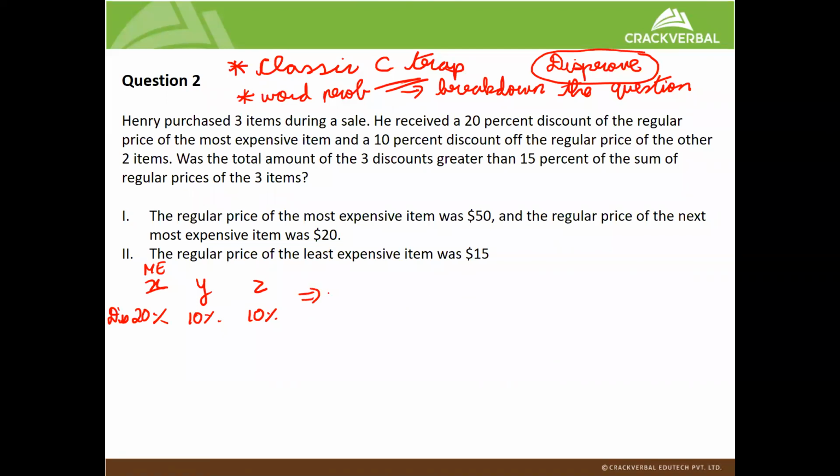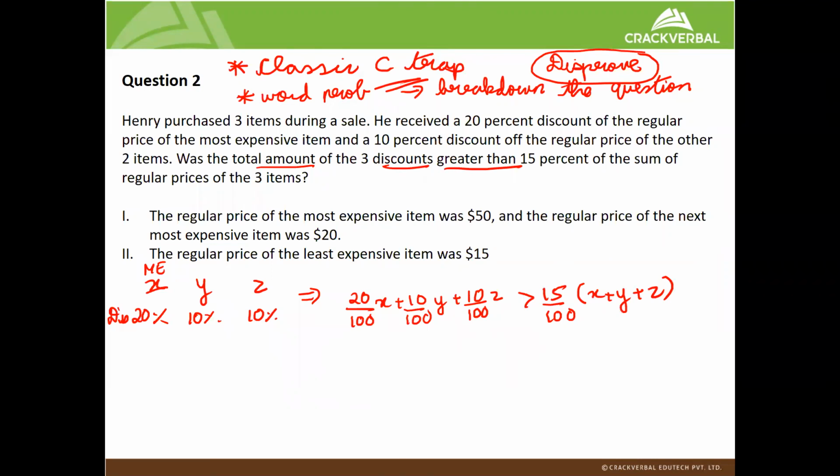So I'm going to break this down. Now the total discount here is going to be 20/100 x plus 10/100 y plus 10/100 z. So this is the total discount. Now the question is asking me, was the total amount of the 3 discounts greater than 15% of the sum of the regular prices of the 3 items? The regular prices of the 3 items are X, Y, and Z, so X plus Y plus Z. So I've broken this entire statement down into an algebraic equation.